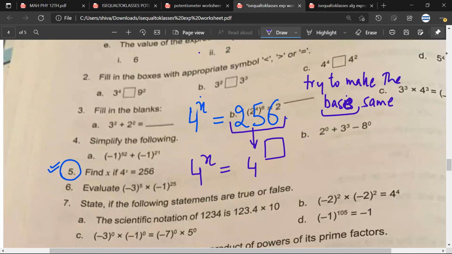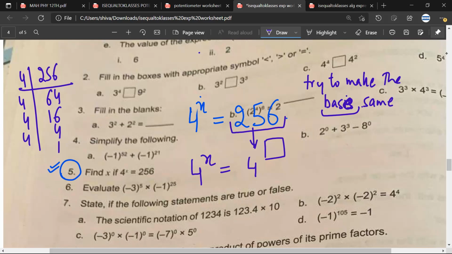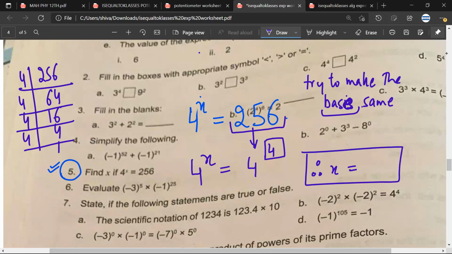Yes, sir. So basically, what I'll try to do is 4, 4. Sarthak, have you understood what I'm doing? Yes, sir. Mr. Satya, have you understood? Yes, sir. So Mr. Satya, 256 would be equal to 4 raised to power 4. Therefore, x would be equal to 4. Mr. Sarthak, any doubt? No, sir.